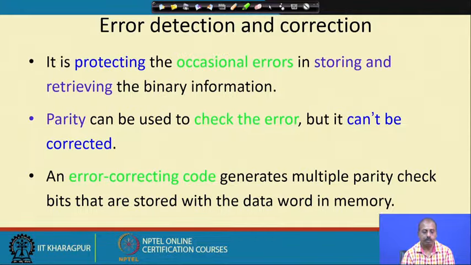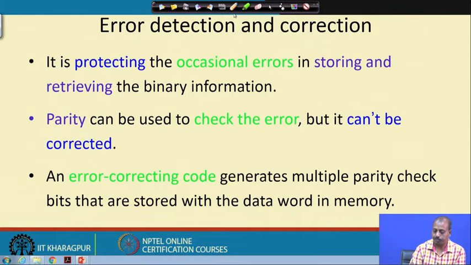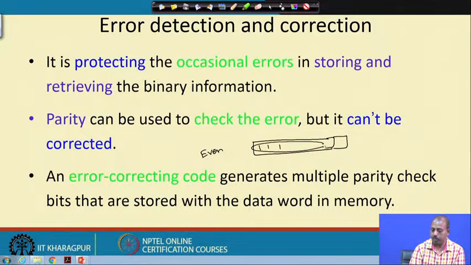These error detection and correction mechanisms are for protecting against occasional errors in storing and retrieving the binary information. One possibility is parity. Parity can be used to check the error. We have seen parity previously: if I have 8-bit data, then I can just add another parity bit. I count the number of ones here, and if I want an even parity, then if the number of ones in this part is odd, this bit will be turned to 1. On the other hand, if it is even, then this bit will be turned to 0.